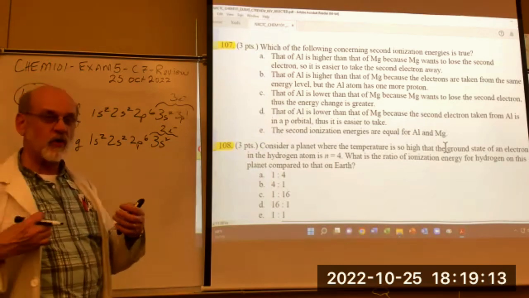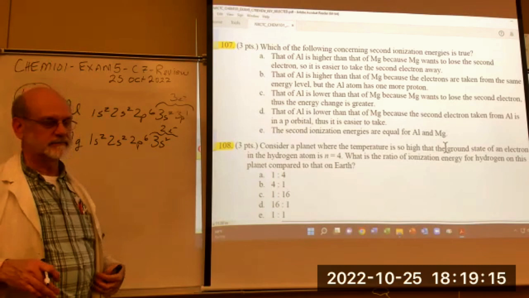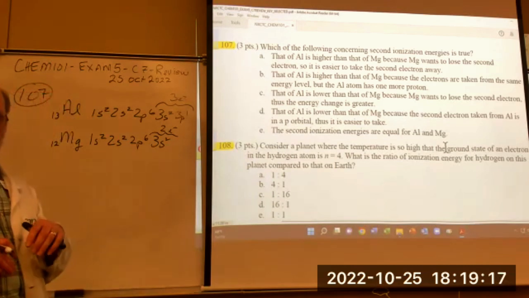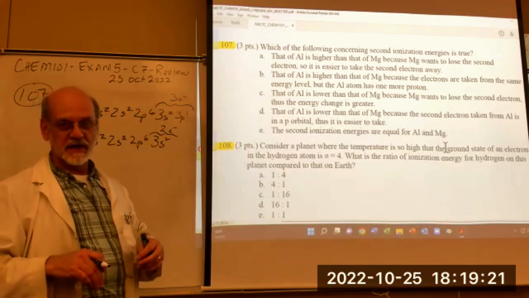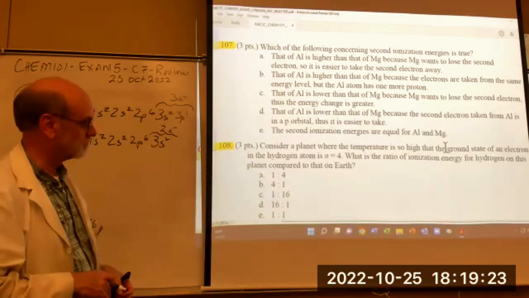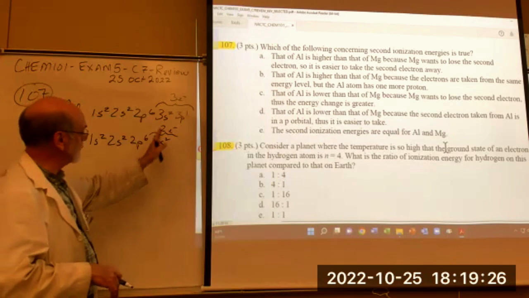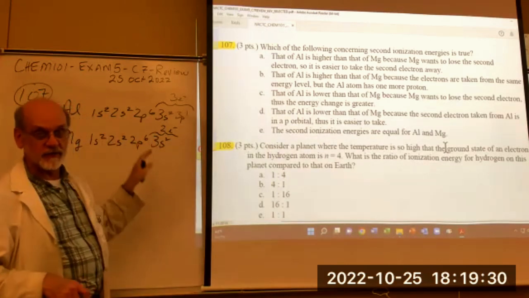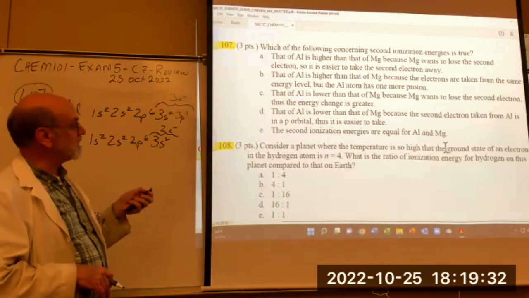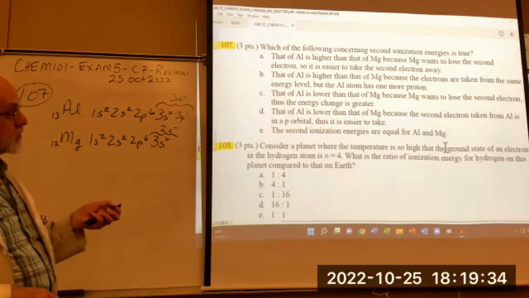Right? If they come from the core, then all bets are off. There's no trend there. It's just massively more energy from the core. But as long as you're coming from the same energy level, then you can say something about their trends relative to the number of protons. And that's why B is a better answer than any of the others.